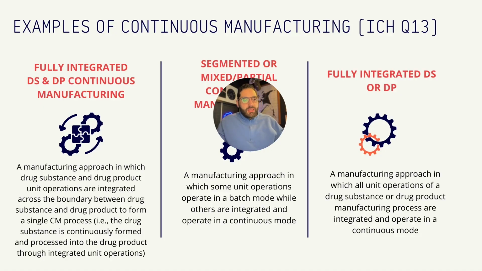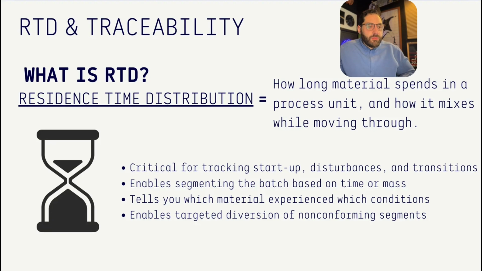So RTD is one of the most important concepts when it comes to continuous manufacturing, because it clarifies how you're supposed to manage traceability if you have a process that's running constantly. So how do you make sure that you have some level of resolution on the material that's flowing through your process? That's what residence time distribution does. And it really defines how long a material spends in a process unit and how it mixes while it's moving through. It's important for defining how your material flows through your process.